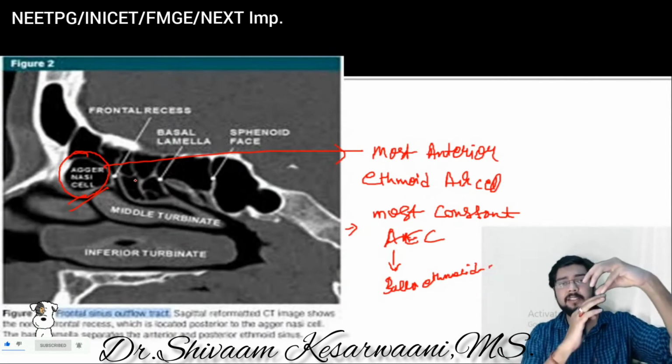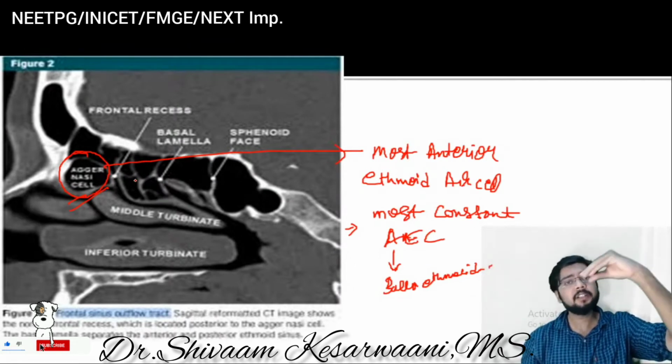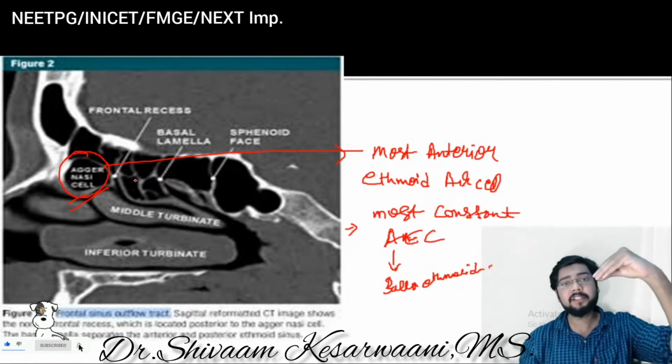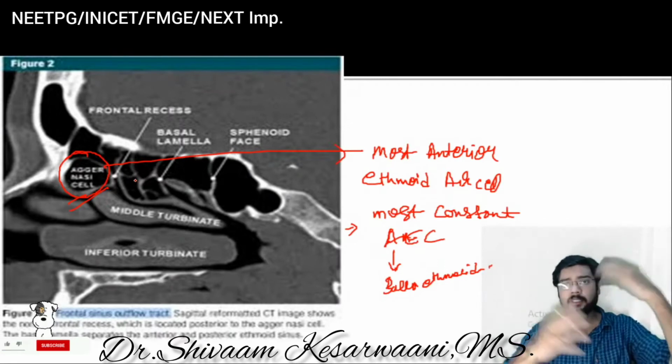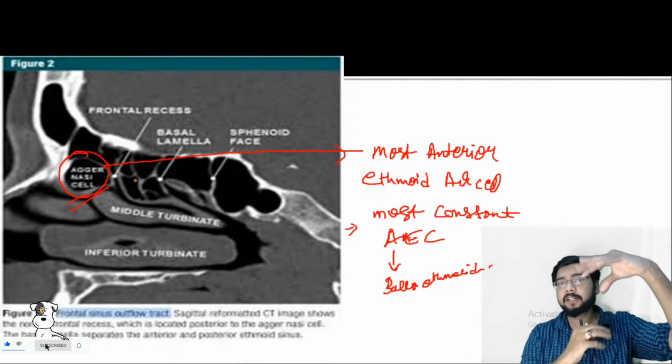The Agger cell is in relation with the frontal recess. If the Agger cell is pneumatized and very large, it narrows the frontal recess. So to open the frontal sinus, you have to remove this Agger cell. This is something extra I wanted to tell you, that the Agger cell is related to the frontal sinus.